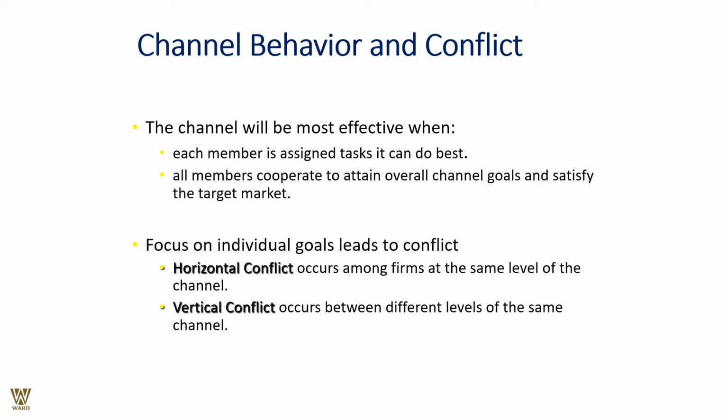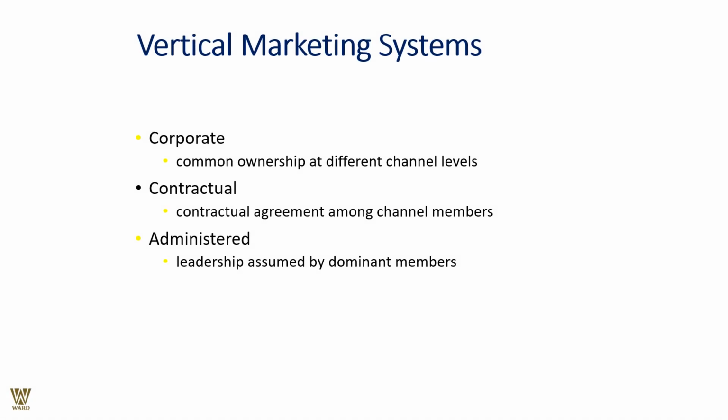The channel behavior and the conflict: the channel will be most effective when each member is assigned a task that they can do best. All members cooperate to attain an overall efficiency of the channel goal, satisfying the target market. Focus on the individual goal always leads to conflict. Horizontal conflict occurs among firms at the same level of channel. Vertical conflict occurs between different levels of the same channel, as the case might be. So yes, we are talking about horizontal conflict. Yes, we are talking about conflict.